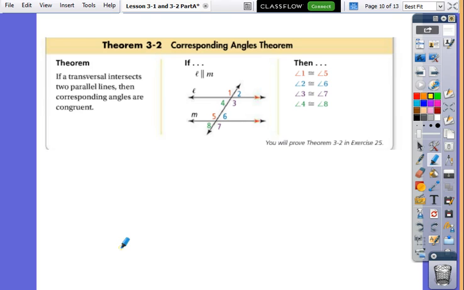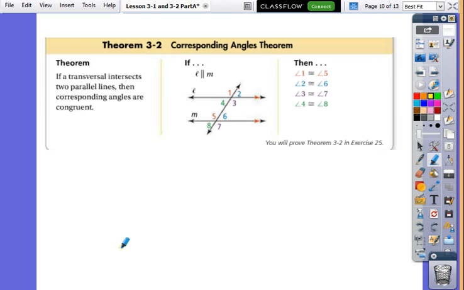So now not only can we identify all of these angles, but we got facts about them. I can identify vertical angles. What do I know about vertical angles? They're congruent. I can identify corresponding angles. What do I know about corresponding angles? They're congruent. I can identify same side interior angles. What do I know about them? They're supplementary, or they add up to be 180.